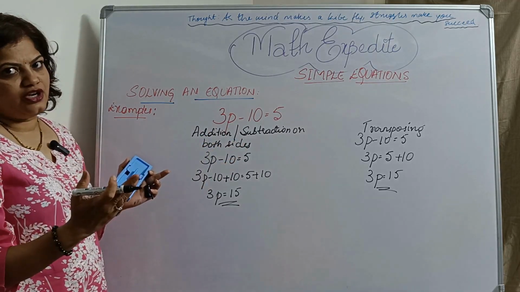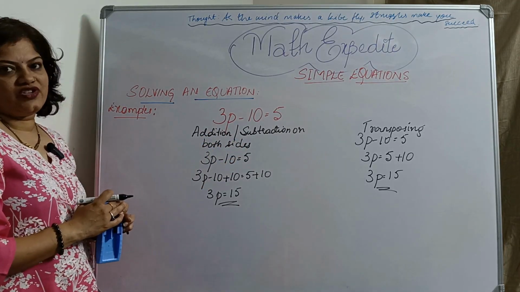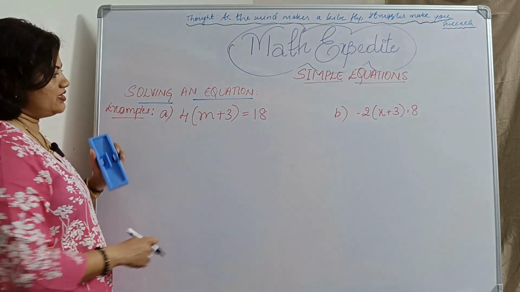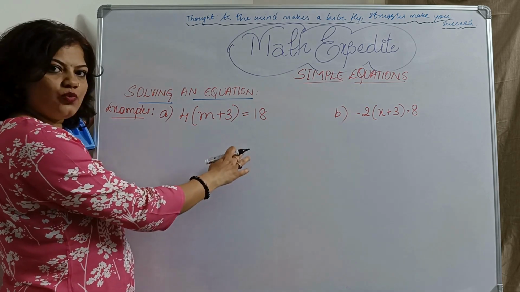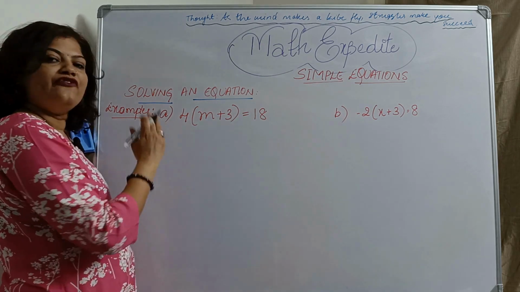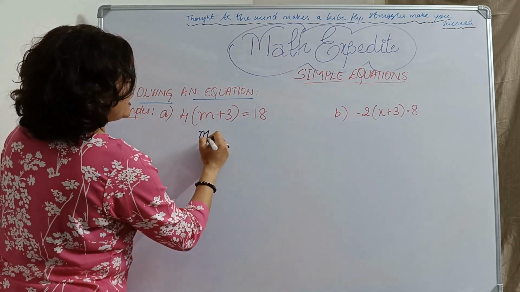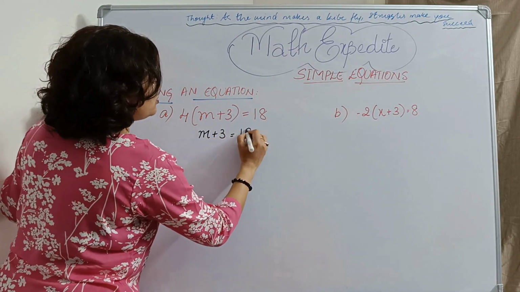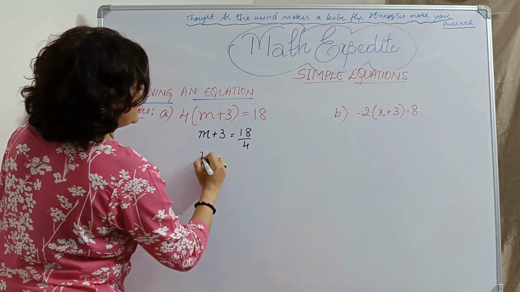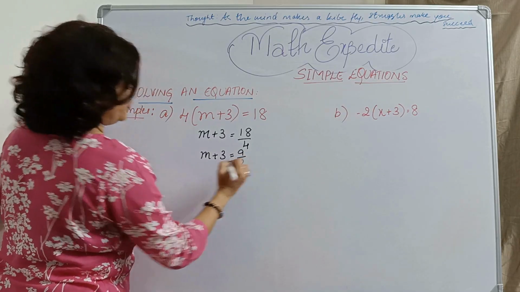Did we get the same answer by both the methods? But they are different. So we have learned the transposing method of solving the equation. Let's solve these equations. Here, see, we have 4 multiplied by m plus 3, which is equal to 18. How do we do that? We have to divide by 4 on both the sides. After I divide by 4, I will get m plus 3, which is equal to 18 by 4. Further, if I simplify, I get m plus 3 equals 9 by 2.